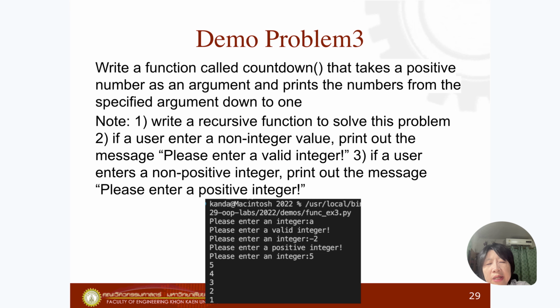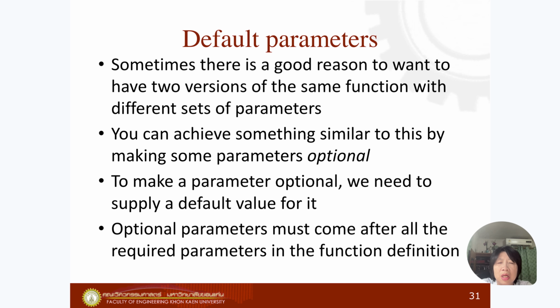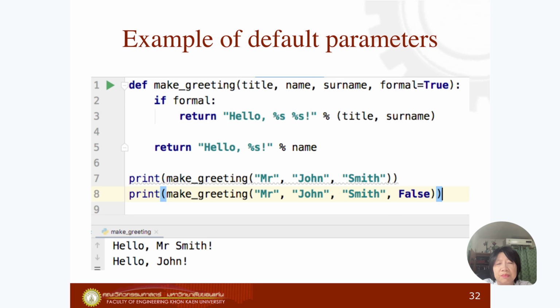And there are also some example problems that you can solve to practice writing a recursive function. Okay, next we're going to learn about default parameters. Sometimes there is a good reason to want to have two versions of the same function with different sets of parameters. You can achieve something similar to this by making some parameters optional. To make a parameter optional, we need to supply a default value for it. Optional parameters must come after all the required parameters in the function definition.